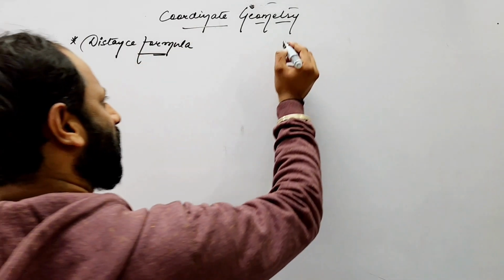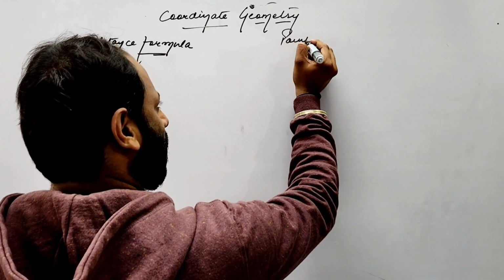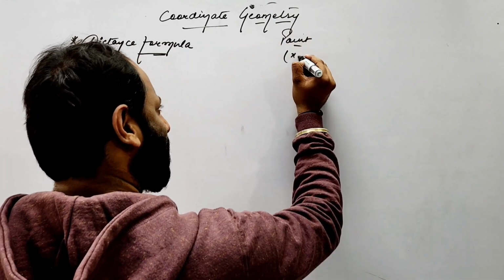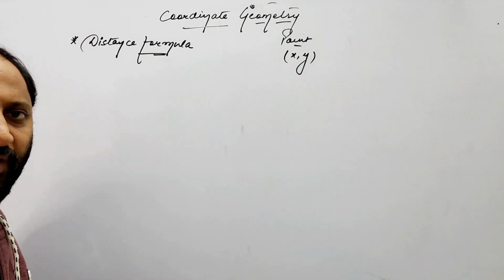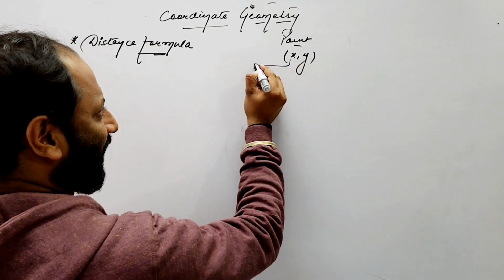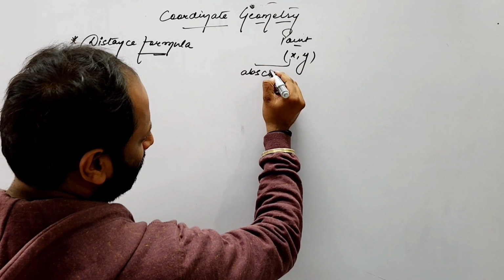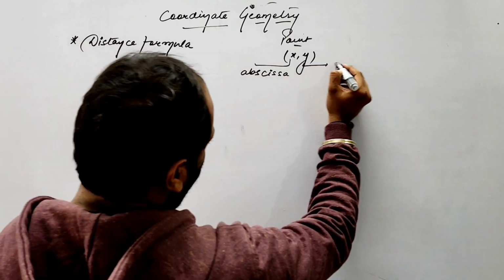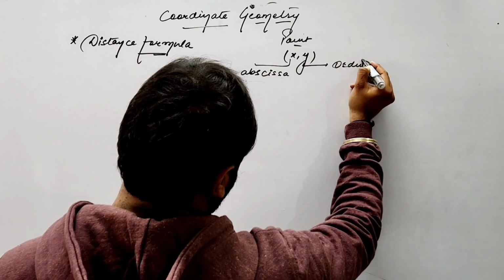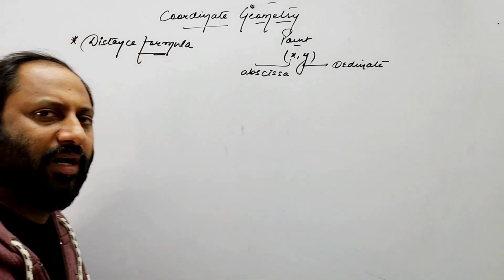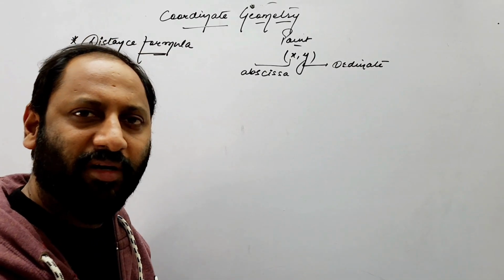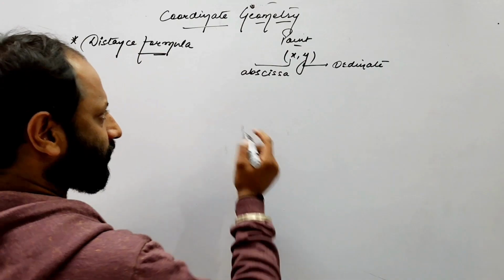First we will discuss points. Any point in the Cartesian axis is in the form of x and y. Am I right? Where x is called the abscissa and y is called the ordinate. In simple sense, the x coordinate is called abscissa and the y coordinate is called ordinate.